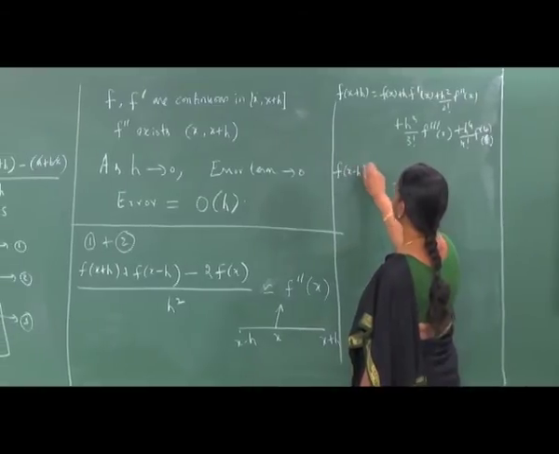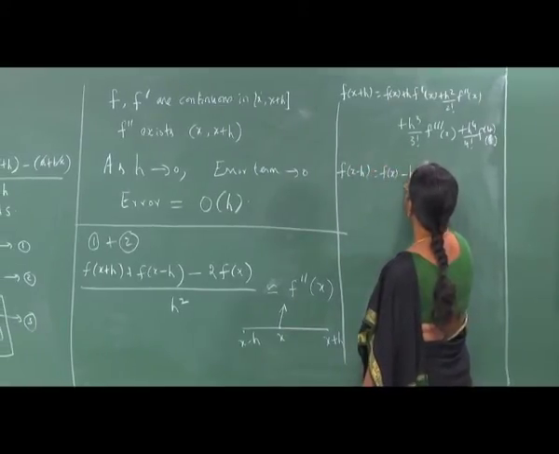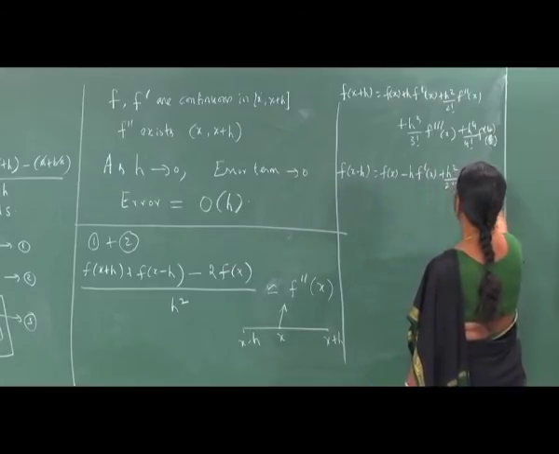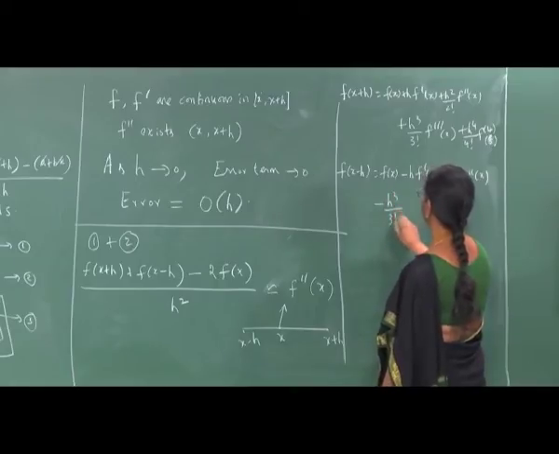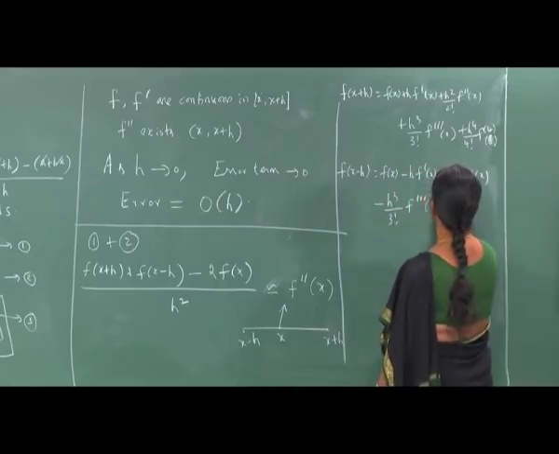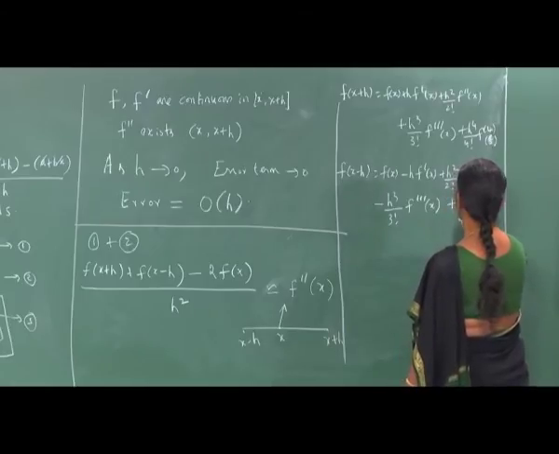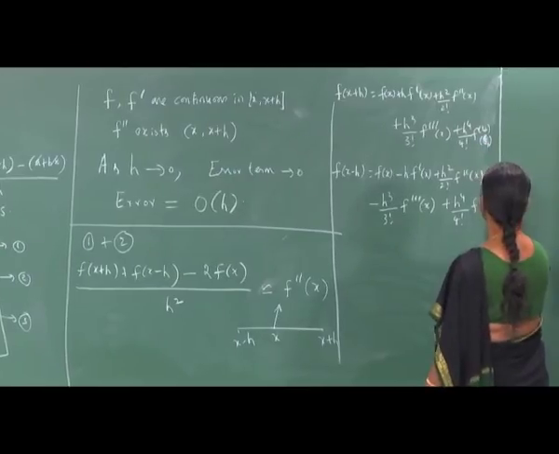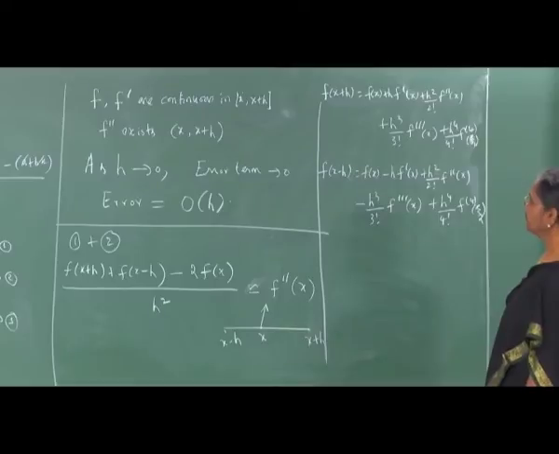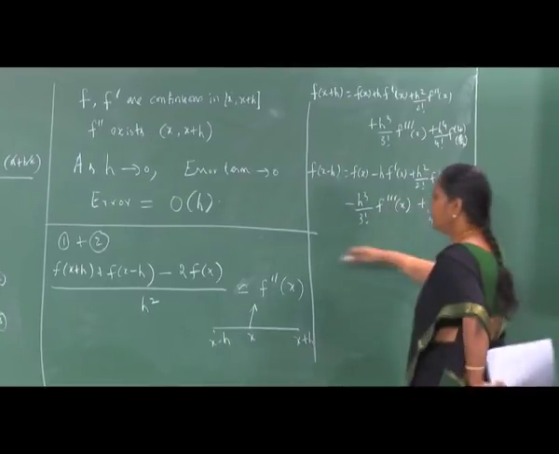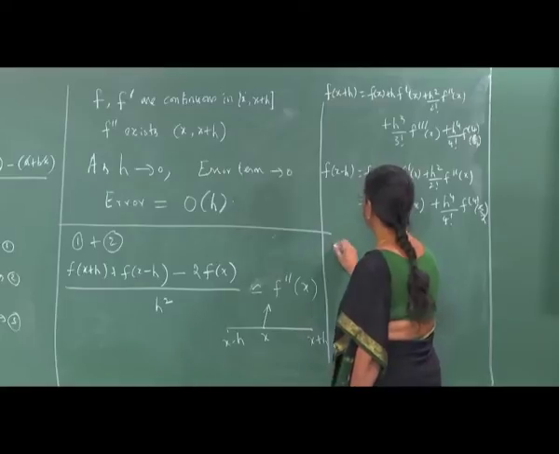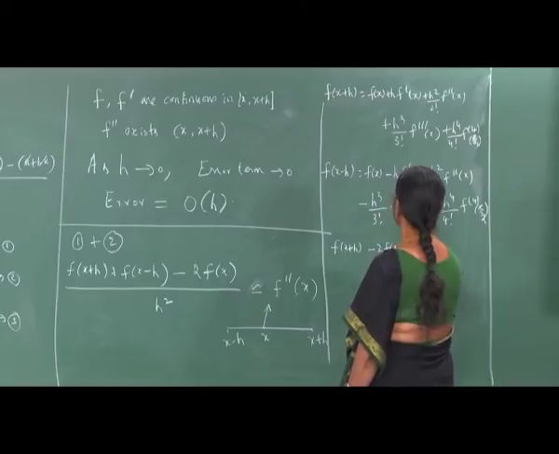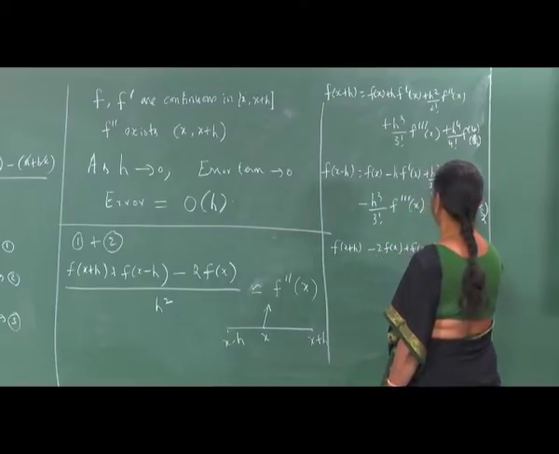What is f of x minus h? It is f of x minus h f prime of x plus h square by factorial 2 f double prime of x minus h cube by factorial 3 into f triple prime x plus h power 4 by factorial 4 into the fourth derivative at say some psi 1, at some say psi 2. So, now what did we do? We added the 2, and that gave us f of x plus h minus twice f of x plus f of x minus h.